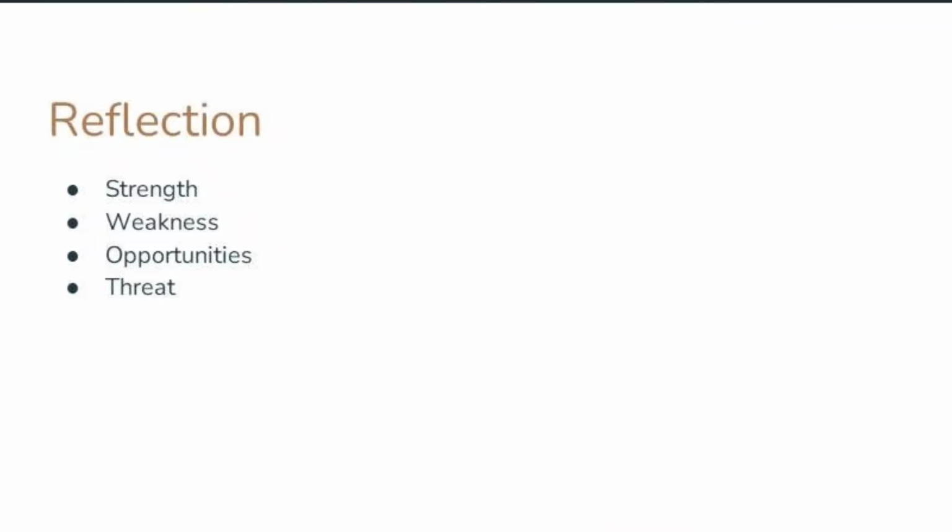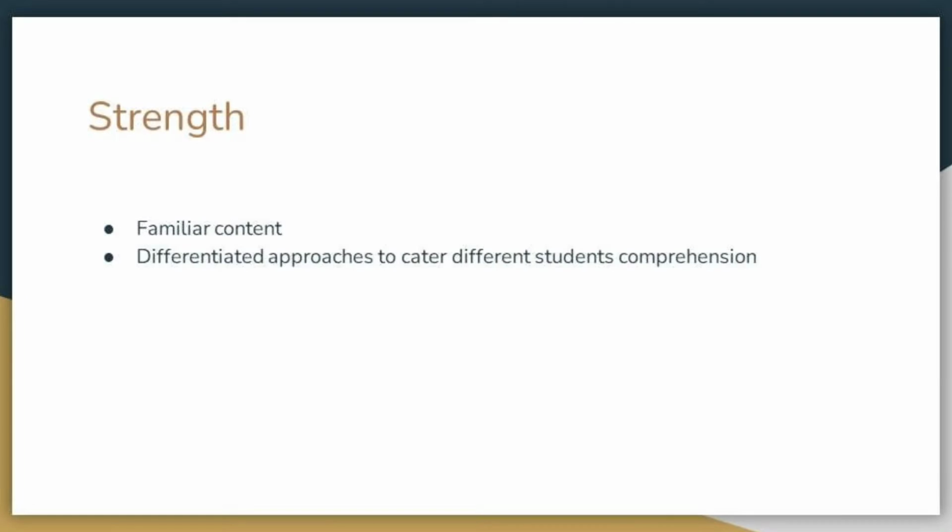For the reflection, I'm going to focus on 4 main areas. The first one is the strength of the test item. The second one is the weakness of the test item. The third one is the opportunities of the test item. And the fourth one is the threat of the test item. Let's look at the strength.